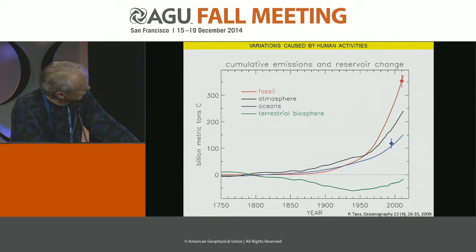And so what you see here, to a first approximation, is that what we have emitted is approximately equal to the increase in the oceans and the atmosphere, with a very small contribution of the terrestrial biosphere, which is plotted here as a residual to have mass balance.